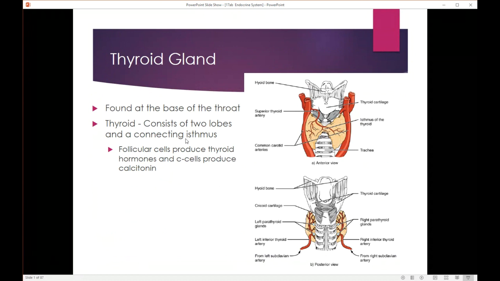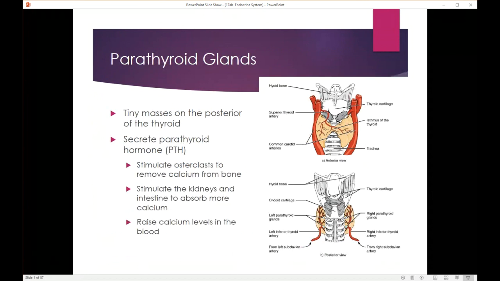It consists of two lobes and it connects at the center point, which is called the isthmus. Within the thyroid, we have follicular cells. Follicular cells produce those thyroid hormones. We also have C cells, and C cells produce calcitonin in response to blood calcium levels.